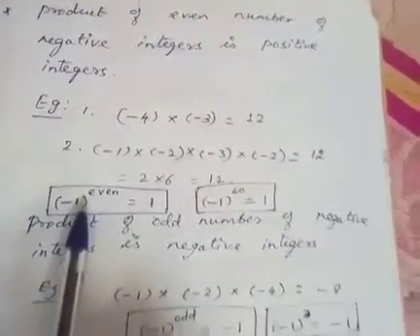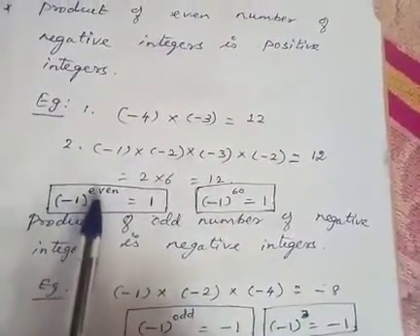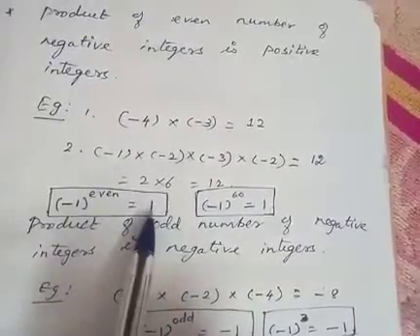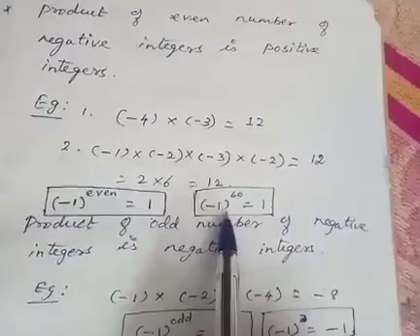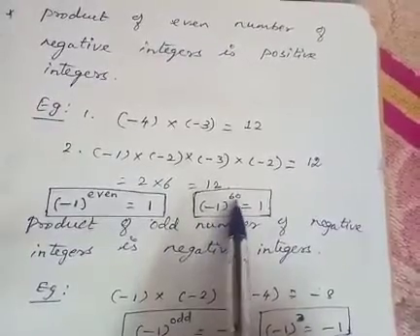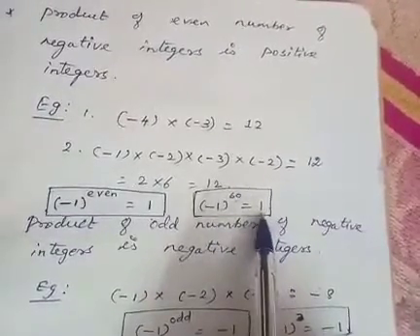The next one is very important. Minus 1 to the power of an even number, the answer is plus 1. For example, minus 1 to the power 60. 60 is an even number. So the answer is plus 1.